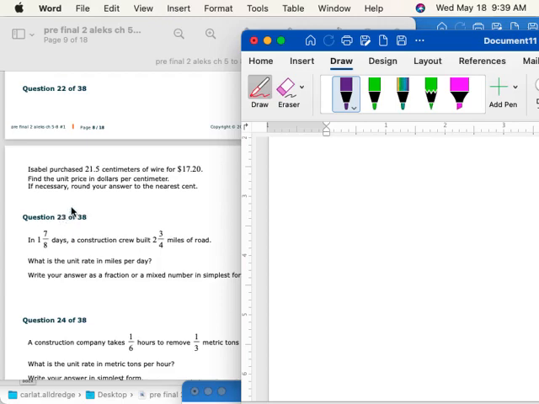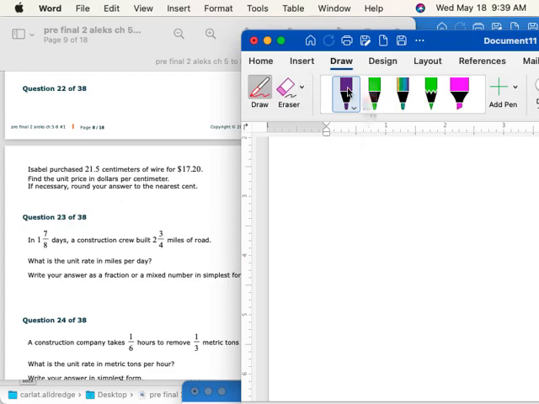Okay. Isabel purchased 21.5 centimeters of wire for $17.20. Let me finish. Find the unit price in dollars per centimeter. If necessary, round your answer to the nearest cent.